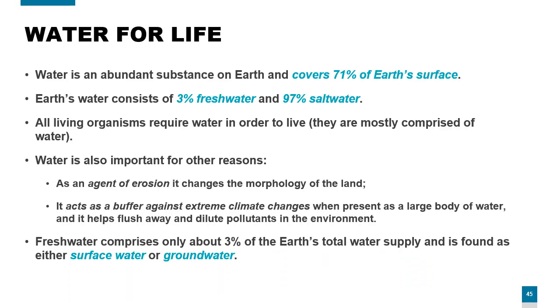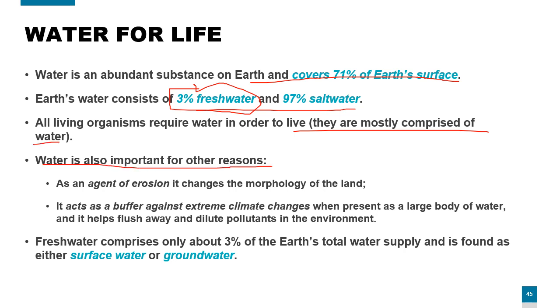So, water is an abundant substance on Earth and covers almost 3/4 of the Earth's surface. Earth's water consists of 3% fresh water and 97% salt water. So, yung fresh water na to involved dun ang mga glaciers, yung mga, of course, yung mga nasa rivers, creeks, and ponds. All living organisms require water in order to live. They are mostly comprised of water. So, water is important for other reasons.